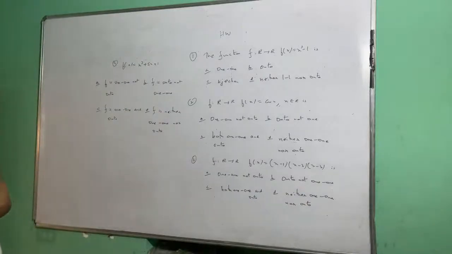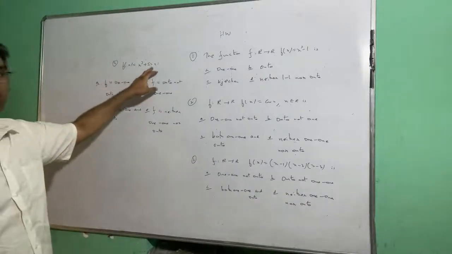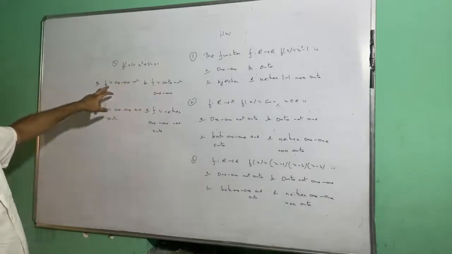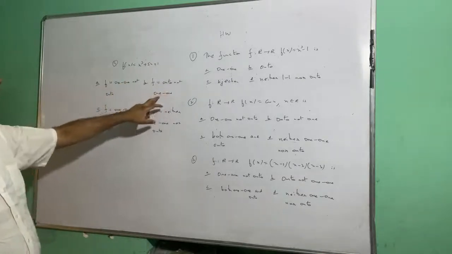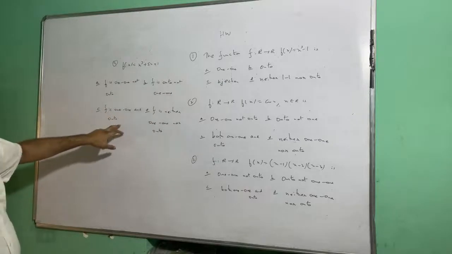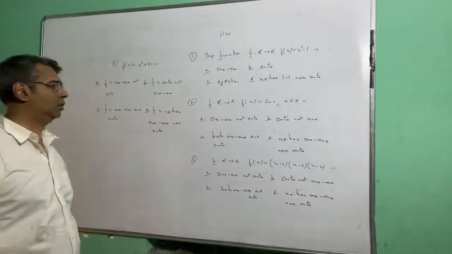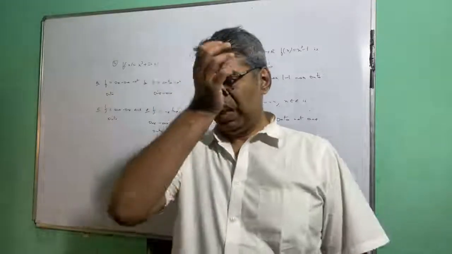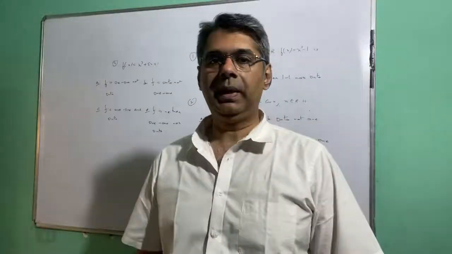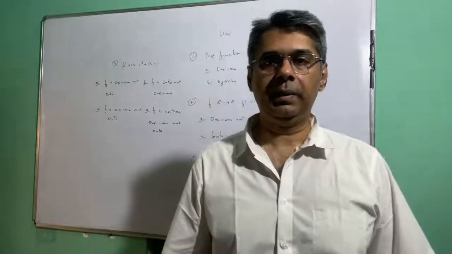Number 4, f(x) equal to x cube plus 5x plus 1. So f(x) is 1 to 1 but not onto, onto but not 1 to 1, 1 to 1 and onto, or neither 1 to 1 nor onto. So these are the 5 homework questions and you have to submit the homework by 9 pm tomorrow, that is by 9 pm Thursday.